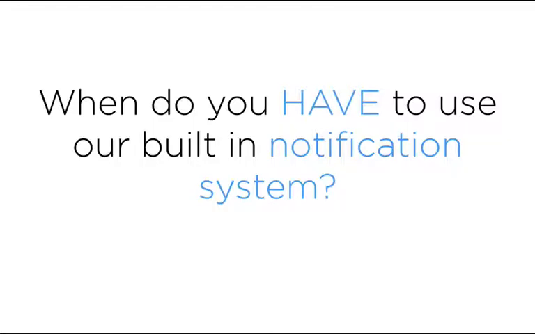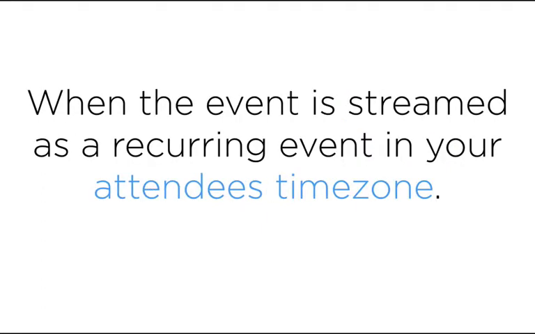But there is a question that always comes up: when do you have to use our built-in notification system? Well, here's when. When the event is streamed as a recurring event in your attendee's own time zone. Okay, your own autoresponder is not going to be intuitive enough to know when 2 p.m. is in Singapore versus 2 p.m. in Los Angeles. Okay? Our built-in notification system will send out the commands at the right time to have those notifications delivered. And that's when you would use our built-in notifications.